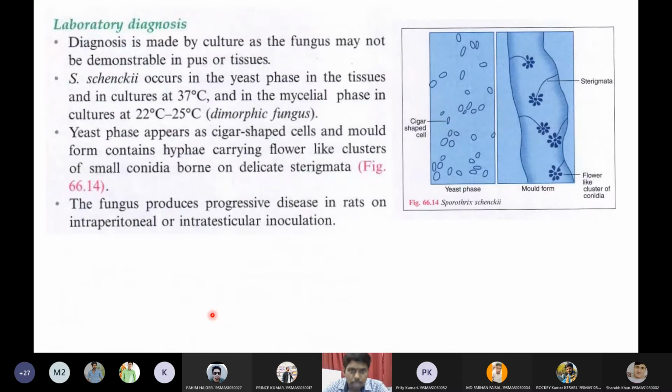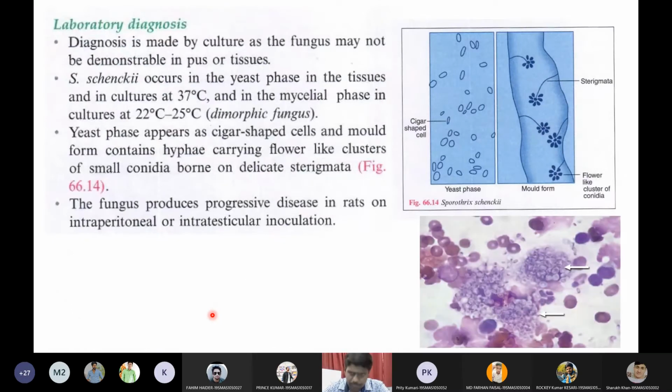If you see the morphologies of this fungus, the mold form will have a flower-like appearance, with flower-like clusters of conidia. Whereas in the yeast phase, you will see cigar-shaped cells. As you already know, the yeast phase will be seen at around 37 degrees centigrade, whereas the mold form will be seen at around 25 degrees centigrade.